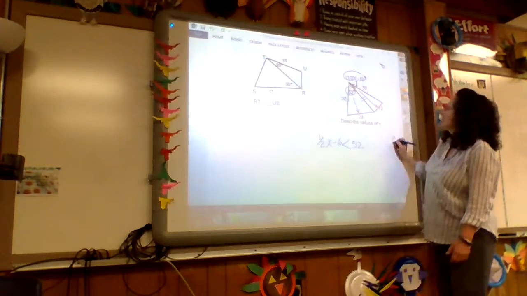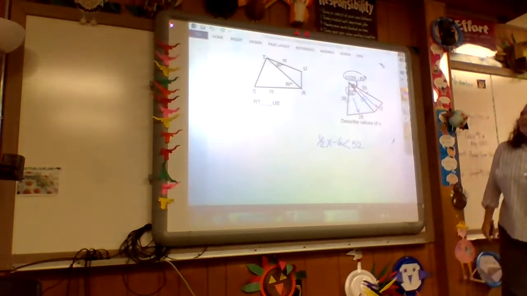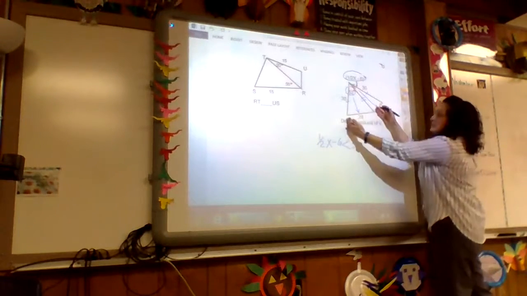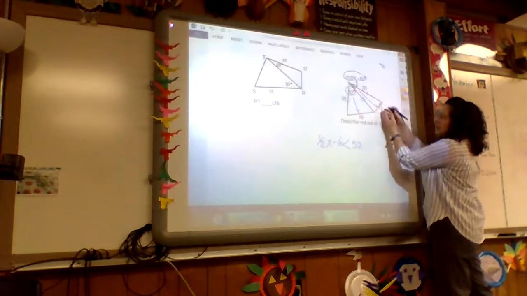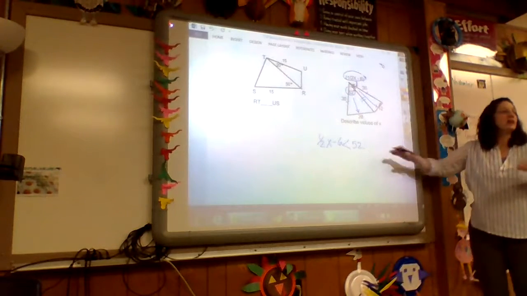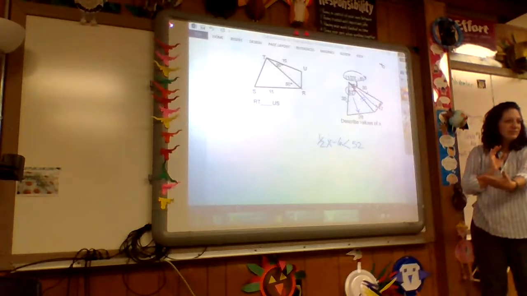So I was like, okay, if that was a 52, it would have been greater. Ultimately, across from those angles we were looking at the side lengths, this one has to be greater than this one because this is the bigger side. So the 52 is larger. Now, does everybody see where we got our equation?